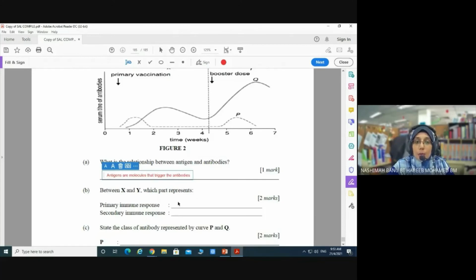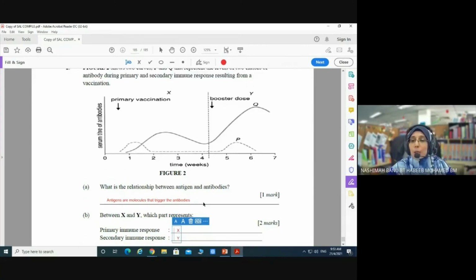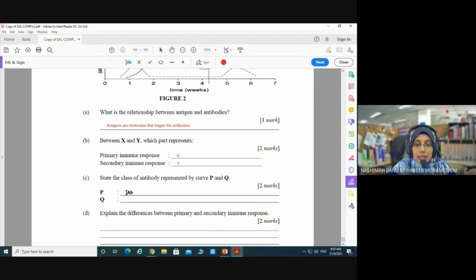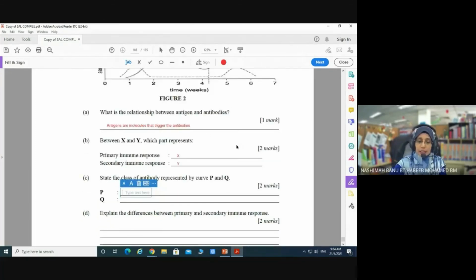Okay, which one is the primary? We can see it is X. And which one will be the secondary? Y, because we can obviously see the booster dose, so definitely this one is the secondary. State the class of antibody represented. If it is primary, remember IgM. Mama always comes first. After mama comes, then the girlfriend comes. So IgM first, and IgG will be the secondary.